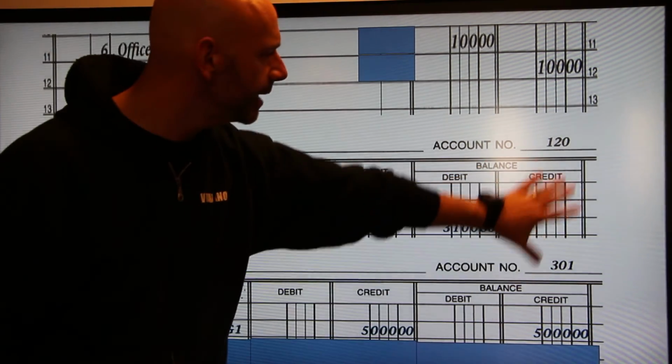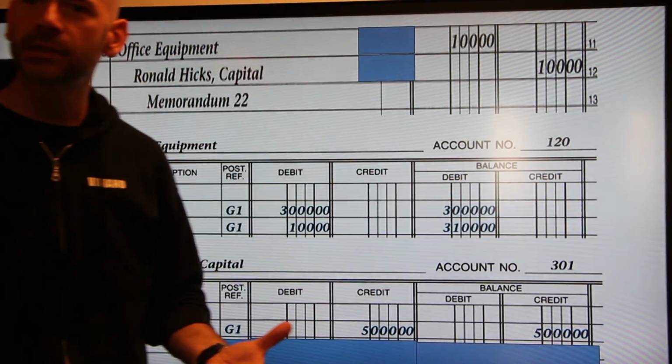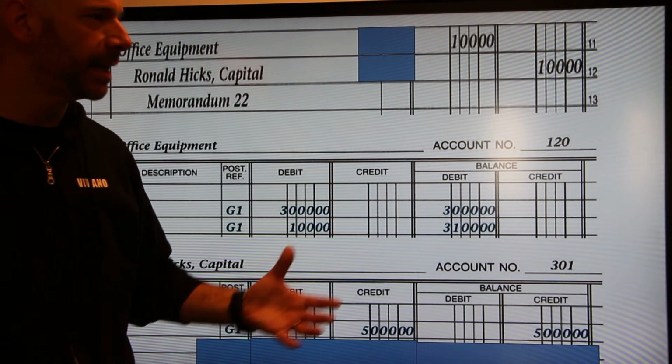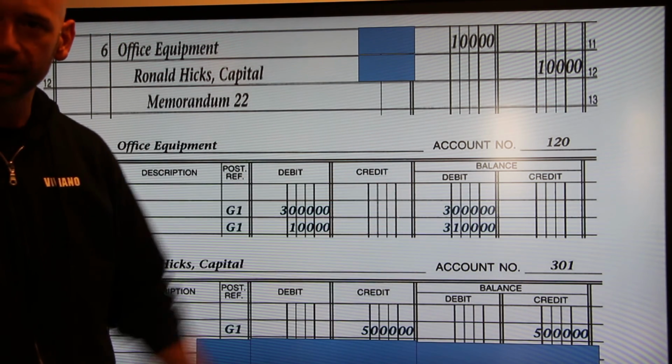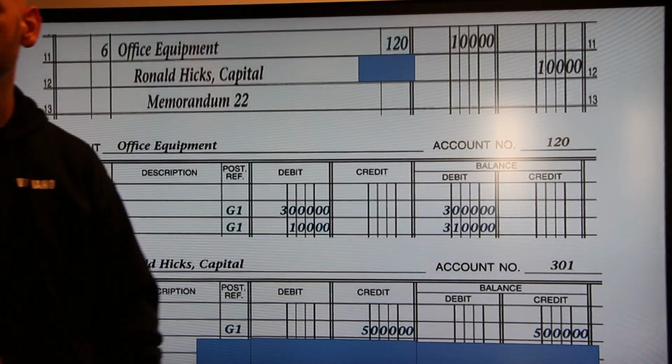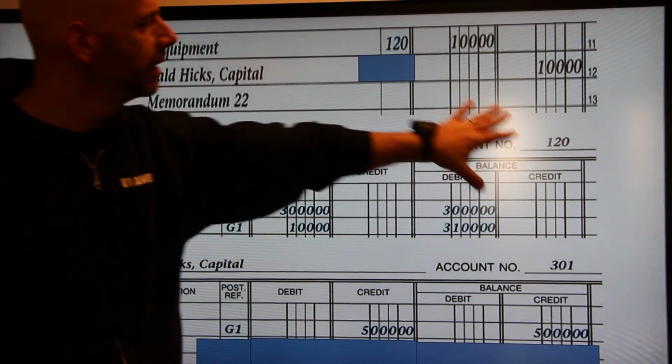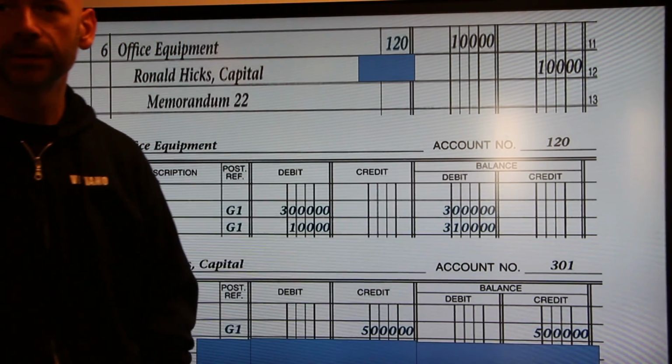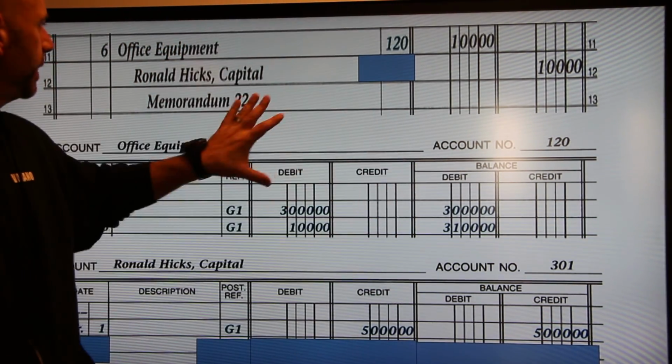We would never write anything on the credit side here because office equipment is an asset and we only keep track of balances on the normal balance side, which is your debit side. Okay? Last step, we have to bring our post reference back. We have to tell the General Journal that we posted it in account 120, which is our office equipment. So that's what we did for office equipment.